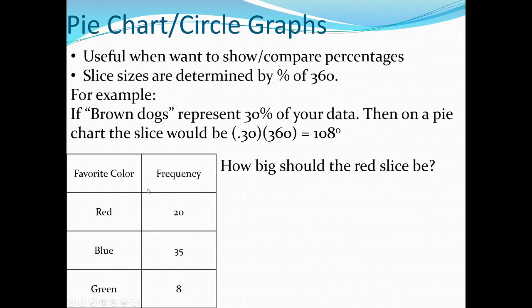So for instance, let's say you're tracking the favorite color of people and you asked them whether it was red, blue, or green, and these are the responses you got. And you want to make this into a pie chart. And they ask you, okay, how big should the red slice be? How much of the pie should the red slice take up? So the way you figure that out is you first figure out what's your total frequency. So 20 plus 35 plus 8. If I do 20 plus 35 plus 8, I get that my total frequency is going to be 63. So 63 total.